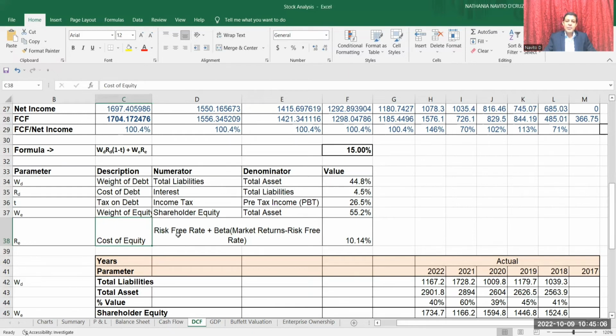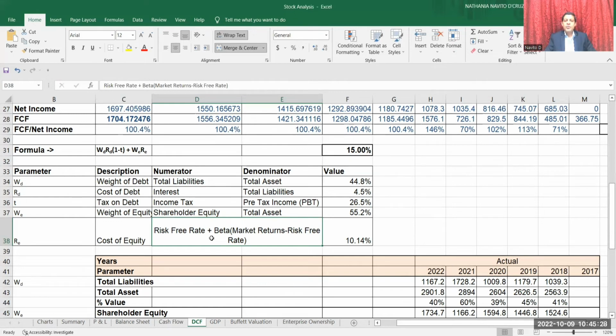So here in the capital asset pricing model, we use a formula wherein we identify the risk-free rate of return by looking at the 10-year government bond yield. And then we add it to the beta of the company. Beta indicates how volatile the company is. I will make a separate video to explain exactly what beta actually represents.